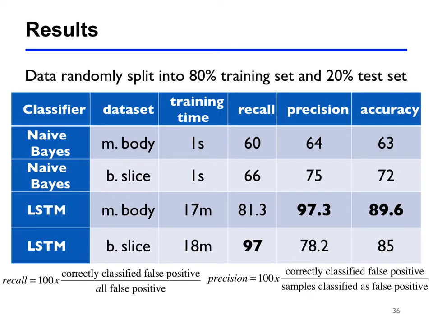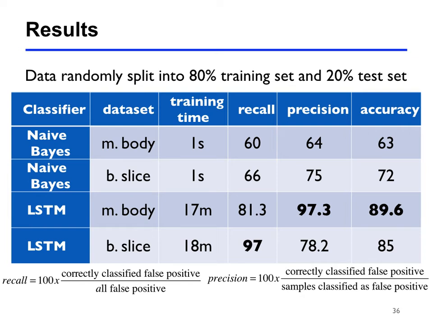Now results. In all experiments, the data was randomly split into 80% training and 20% test sets. These metrics are computed using the test set. Furthermore, recall and precision are computed with respect to the false positive class as shown at the bottom of the slide. In this table, the first thing to note is that the naive Bayes model works so fast compared to the LSTM.